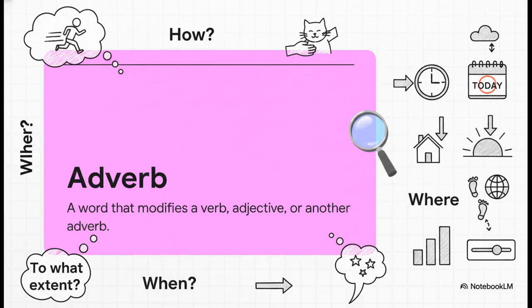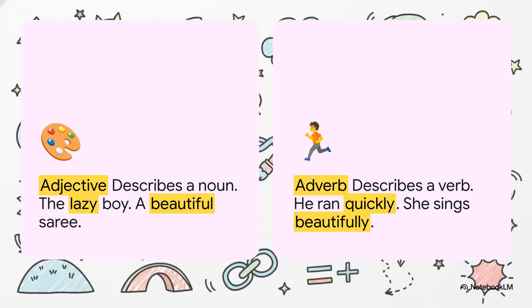Now, the other type of describing word is the adverb. If adjectives describe nouns, adverbs usually describe verbs. They tell us how, when, or where an action is happening. And this slide lays out the difference perfectly. On the left, the lazy boy. Lazy is telling us about the boy, the noun. So that's our adjective. But on the right, he ran quickly. Quickly tells us how he ran. It describes the verb, so that's our adverb. One describes the thing, the other describes the doing. It's a simple distinction, but a super powerful one.